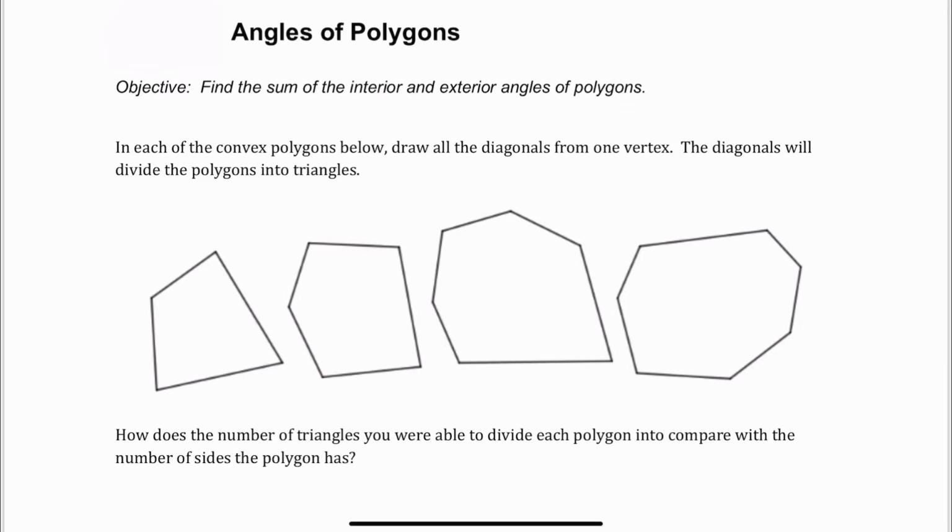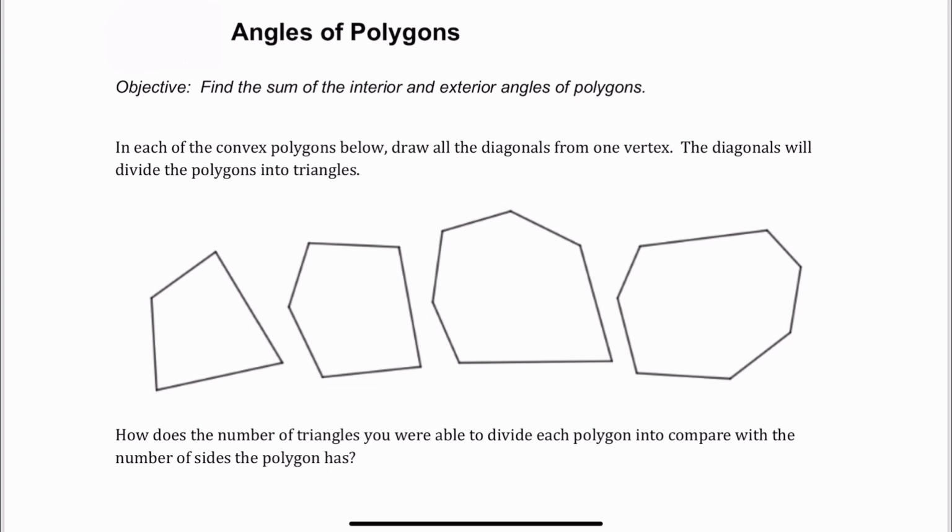Today we're looking at angles of polygons. We're going to find the sum of the interior and exterior angles of polygons. We're going to mostly focus on those interior. Each of these is a convex polygon, and we're going to draw all the diagonals from one vertex.